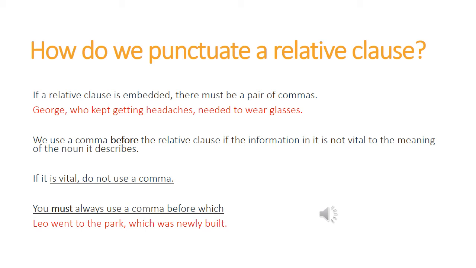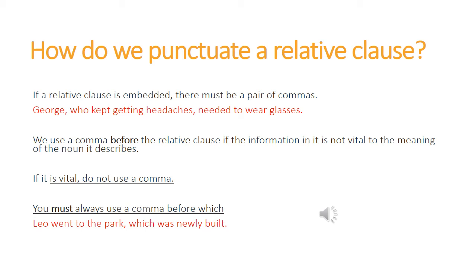If a relative clause is embedded within a main clause, there must be a pair of commas to separate the clauses. Therefore, if I take out the commas and the relative clause, I'm just left with the main clause, which is complete. In my example on your screen, I'm giving more information about the subject, George, so I have to put my relative clause after his name. George, comma, who kept getting headaches, comma, needed to wear glasses.